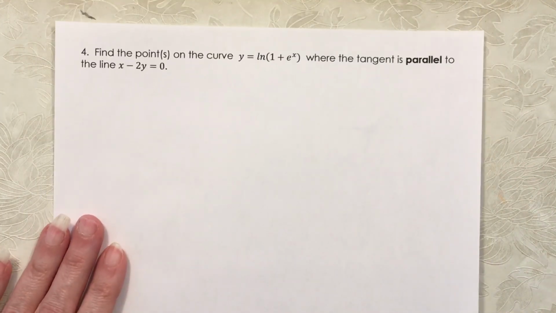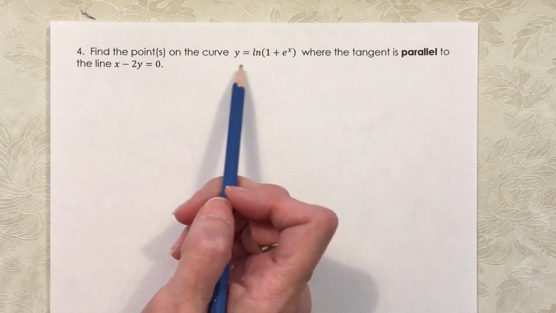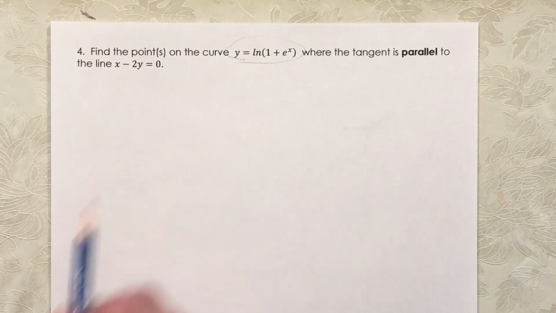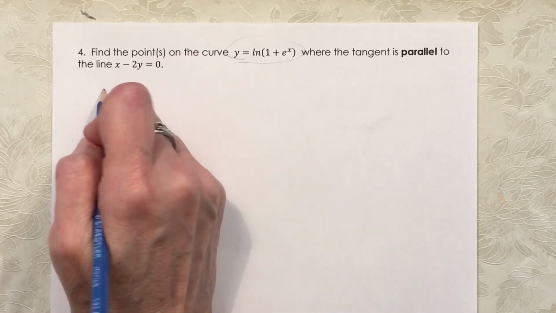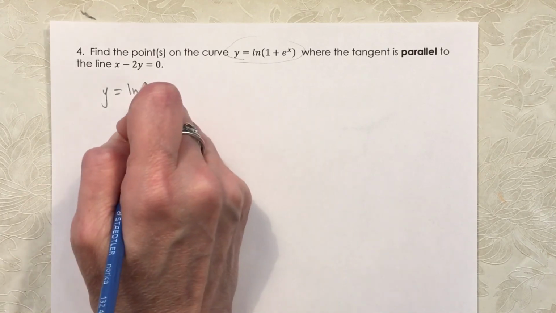So we haven't done one like this since maybe the first chapter. Find the point or points on the curve y equals the ln of 1 plus e to the x where the tangent is parallel to the line. So in other words, they're asking us to find out where on this curve is the slope of the tangent a certain value. So we know the slope of the tangent's involved, so we'll start off finding an expression for the slope of the tangent.